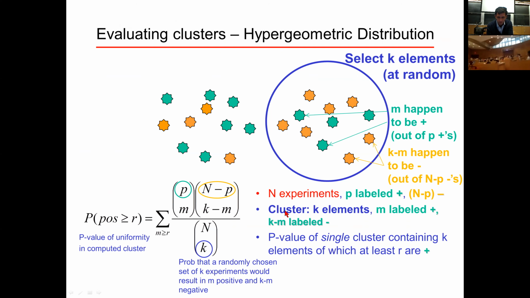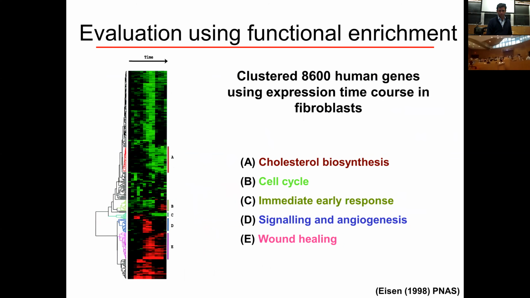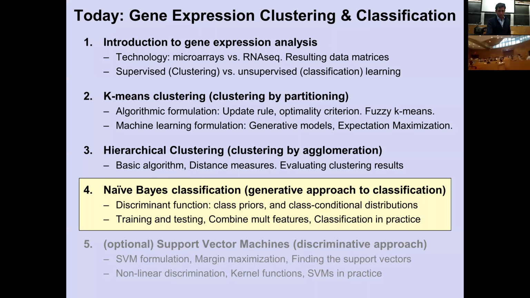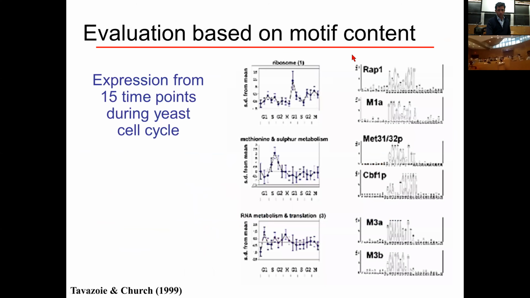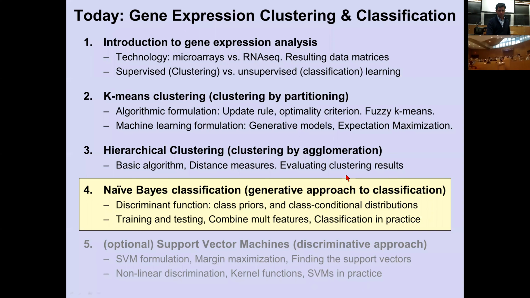So basically I have n experiments, I cluster k elements, and then what I want to calculate is the p-value of a single cluster containing k elements, of which at least r are positive. And you can simply count the combinatorics of all of the ways of selecting that. And this is effectively what is used very often: I chose a set of k elements, let's now see if they are functioning in a common pathway. And I can use a hypergeometric distribution to calculate that. So you can evaluate those based on all kinds of functional enrichments, based on motif content, as we're going to see in a couple of lectures, and so on and so forth.